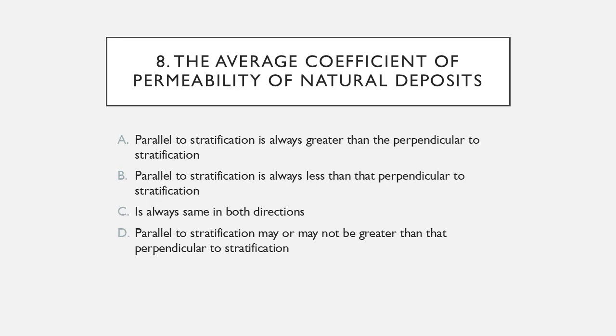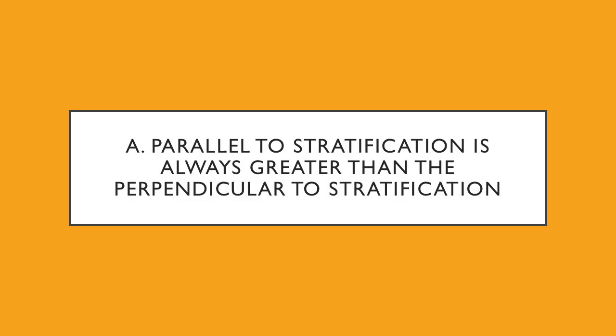8. The average coefficient of permeability of natural deposits: A. Parallel to stratification is always greater than the perpendicular to stratification. B. Parallel to stratification is always less than that perpendicular to stratification. C. Is always same in both directions. D. Parallel to stratification may or may not be greater than that perpendicular to stratification. A. Parallel to stratification is always greater than the perpendicular to stratification.